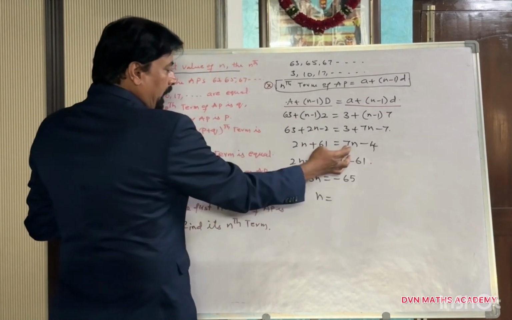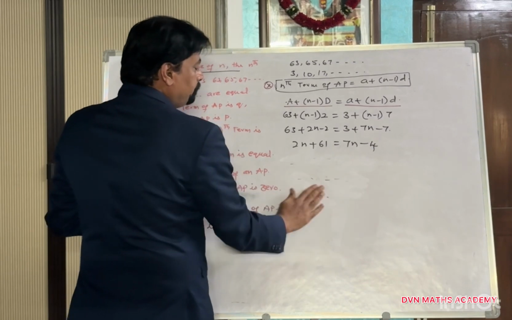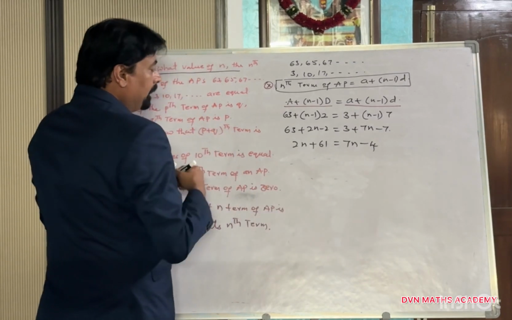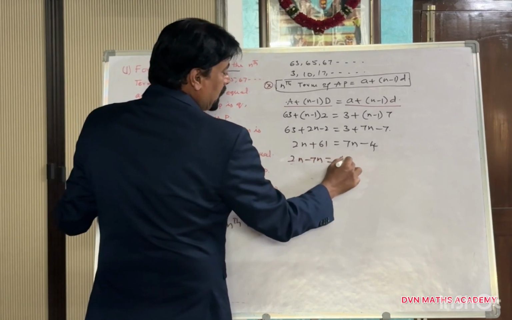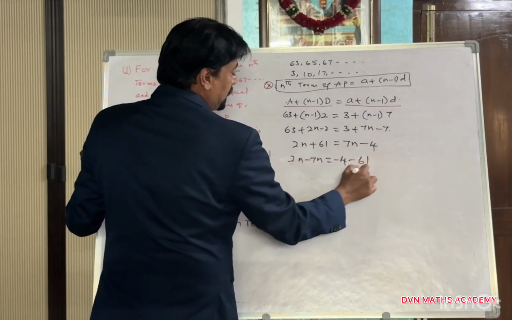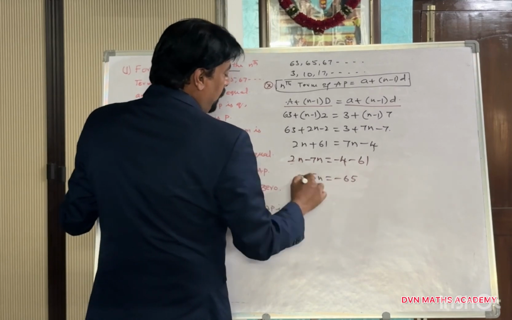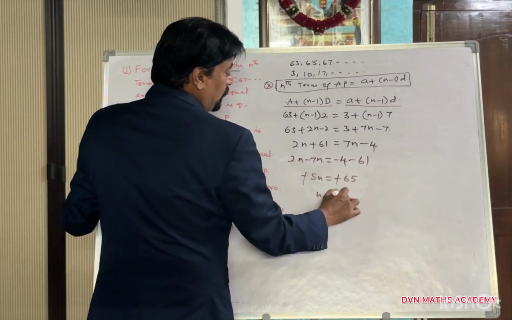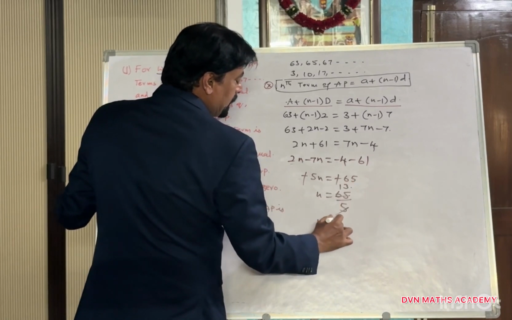I will write the steps again here, it is easy to solve. 2n, if you bring 7n to this side, it is minus 7n is equal to minus 4. If you send 61, that is minus 61. This is minus 5n is equal to minus 65. Minus minus cancel, n is equal to 65 by 5. This is 13. So n is equal to 13.